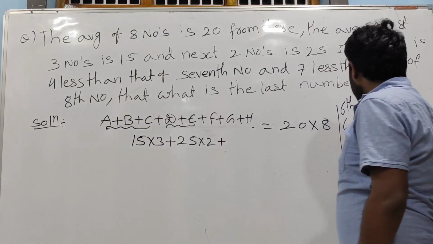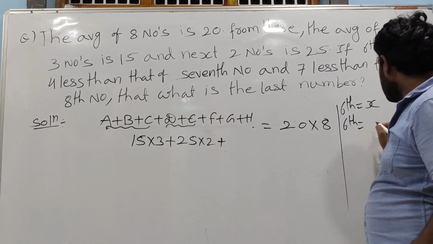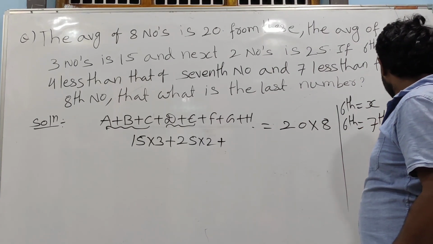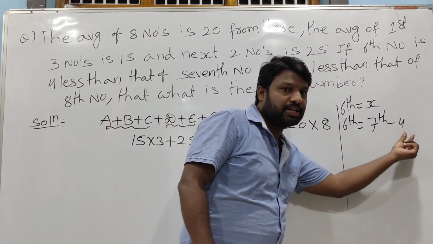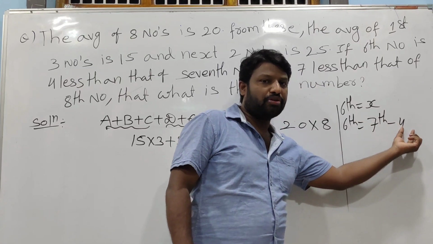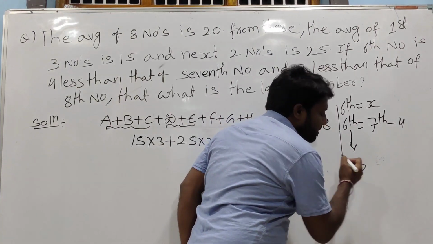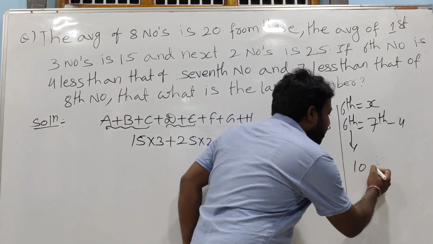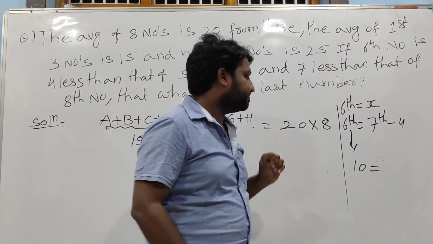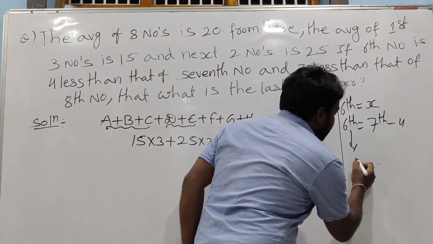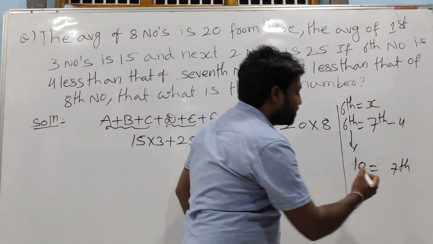The sixth number is 4 less than that of 7th number. From the 7th number, if you subtract 4, then it will become the 6th number. For example, let us say I am taking sixth number is 10. If sixth number is 10, then what will be the 7th number? Sixth number is 4 less than the 7th number, so the 7th number minus 4 gives the sixth number.